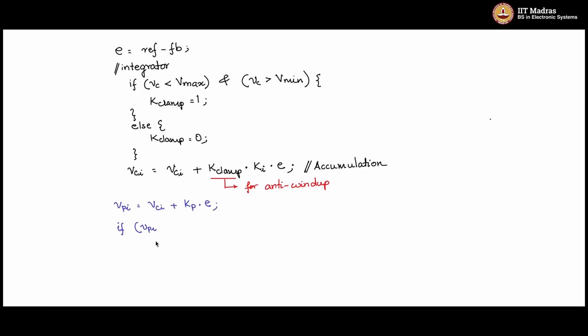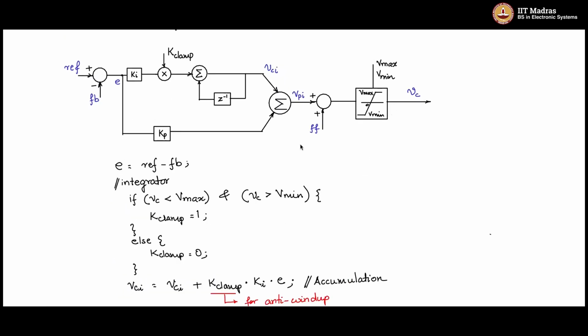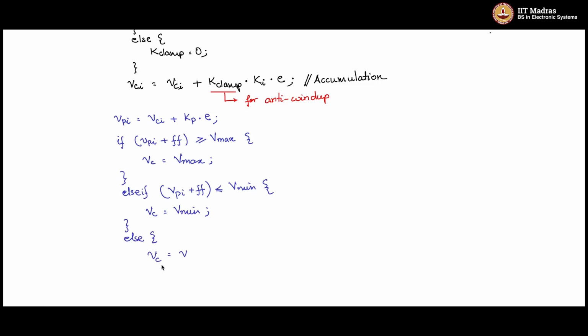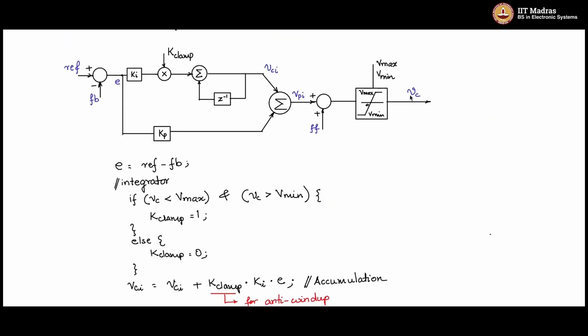So I will put this condition: if VPI plus feed forward is greater than Vmax, then VC is clamped to Vmax. Else, if VPI plus the feed forward term is less than Vmin, then VC is clamped to Vmin. Or else VC is equal to VPI plus feed forward term. So this will give you the output of the controller.